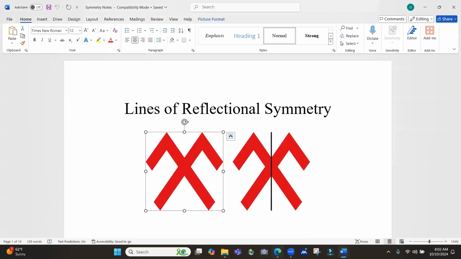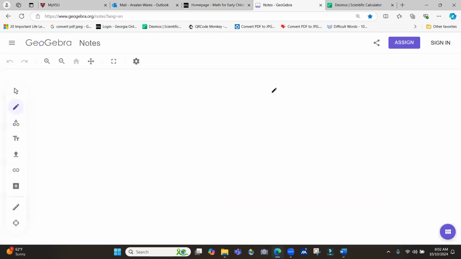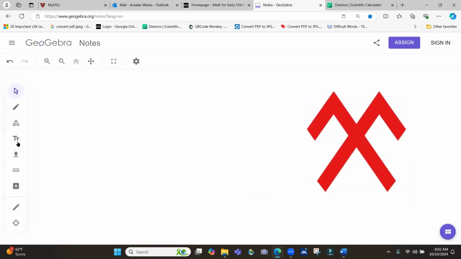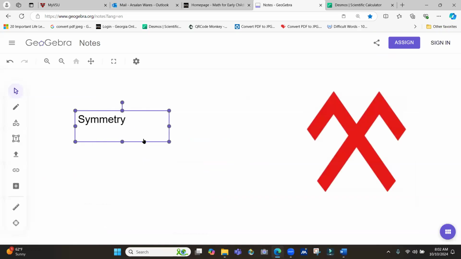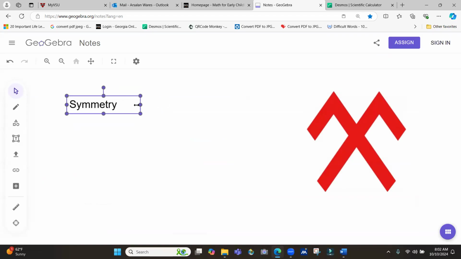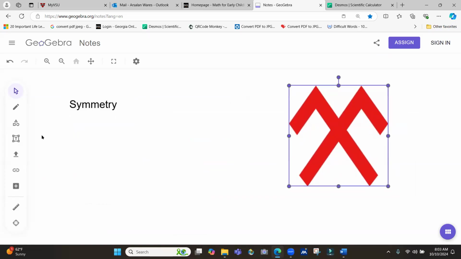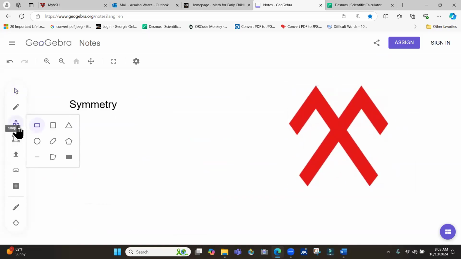So let's go over here. Let's take this picture. So what is symmetry? Symmetry in English means balance. What kind of balance are we talking about? So if you have a shape and if you can, excuse me guys, I'm going to turn on my light and I'll be right back.